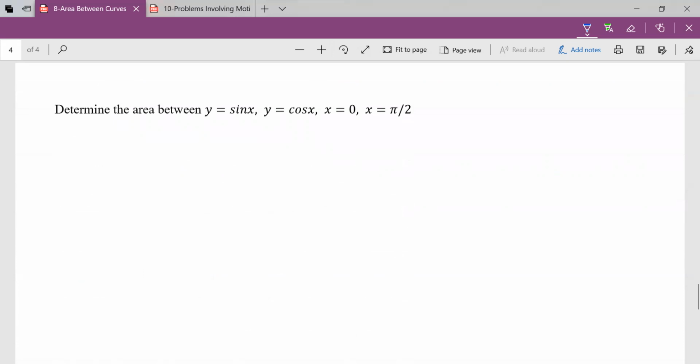Okay, friends, let's do one more. All right, let's go back to trig, right? Okay, determine the area between sine x and cos x. Oh boy, sounds like fun. Okay, so from 0 to pi over 2.